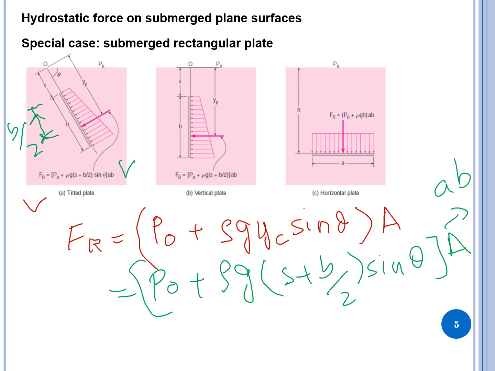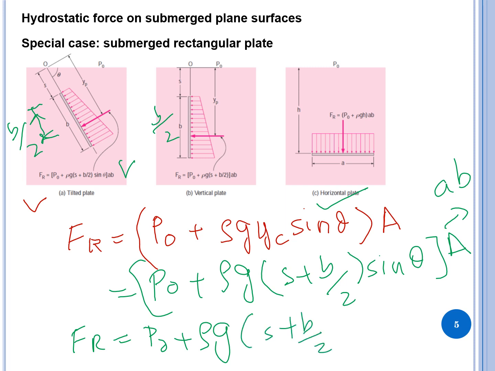When it is a perfectly vertical plate, we will use the same relation, and FR will become P naught plus rho G. Again, centroid is going to be B over 2, S plus B over 2 whole times area, which is AB, and sine 90 is going to be 1.